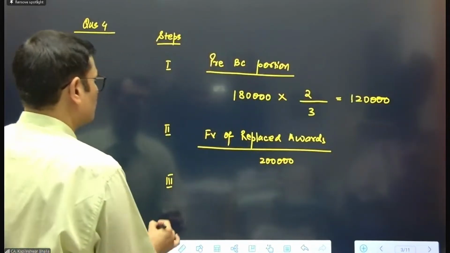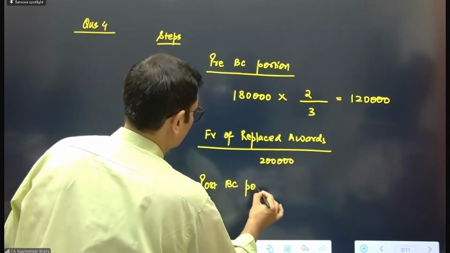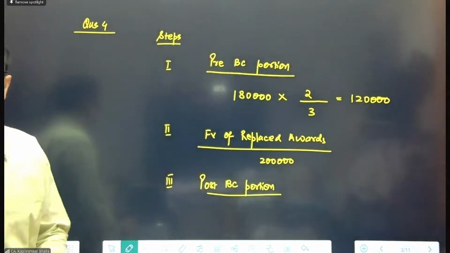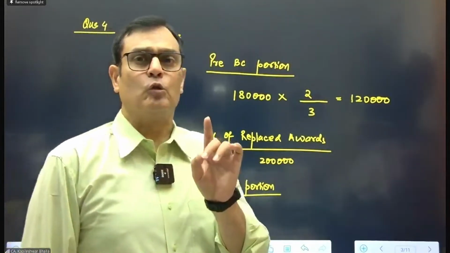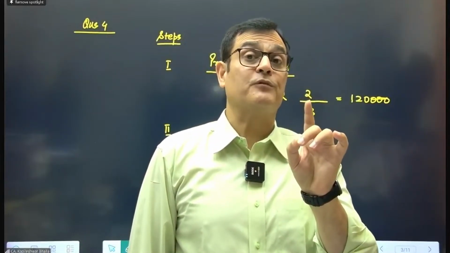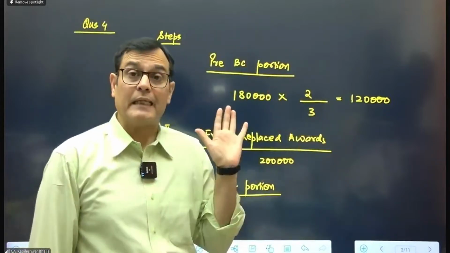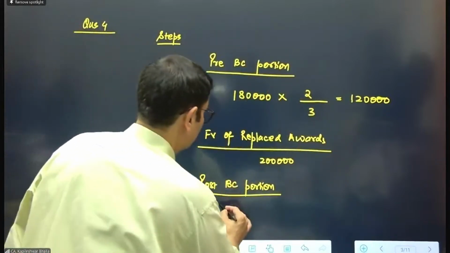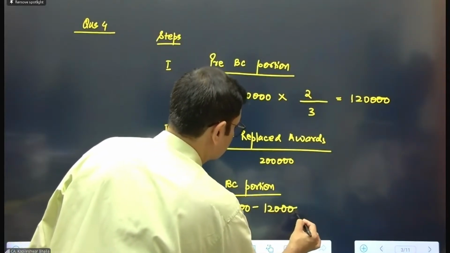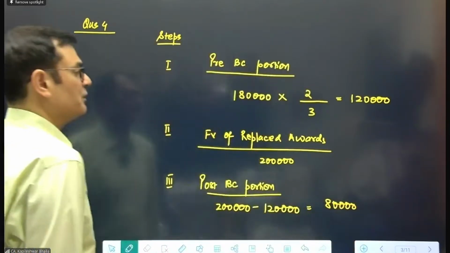And then you can get the portion which is related to post-business combination. So let's now identify the portion which relates to post-business combination. We can reduce step number 2 minus step number 1, because we need to ultimately create an SBP reserve to the extent of 2 lakhs itself, out of which 1,20,000 is taken as a part of the business combination. So out of the 2 lakhs in step 2 minus 1,20,000 in step 1, you need to create another 80,000, that is post-business combination.